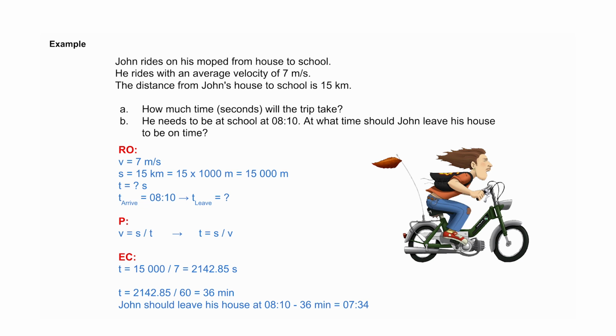So John should leave his house 36 minutes before 10 minutes past 8. So that means that John should leave his house at 34 minutes past 7. Did we answer the question? At this point, just read the questions one more time to check if you did. And yes, we did answer the questions.